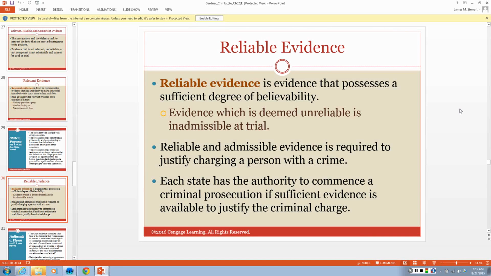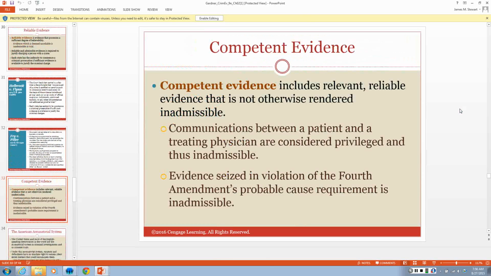Each state has the authority to commence a criminal prosecution if sufficient evidence is available to justify the criminal charge. So not only does the evidence have to be directly connected to the crime, it must be reliable, which means it's believable, and then it has to be competent. And that basically includes relevant, reliable evidence that is not otherwise rendered inadmissible, such as communications between a patient and a physician. Those are not admissible. That's not considered competent evidence. Evidence seized in violation of the Fourth Amendment is also not considered competent evidence.